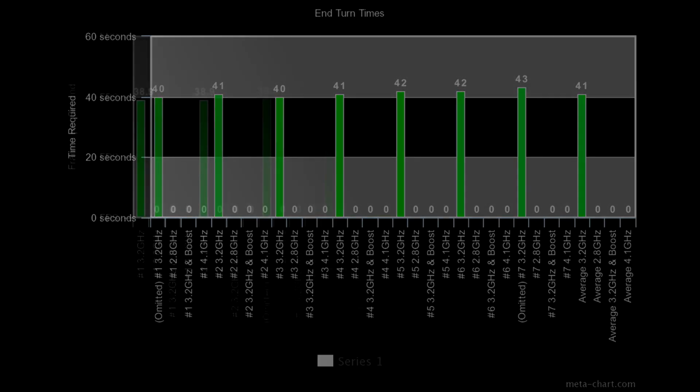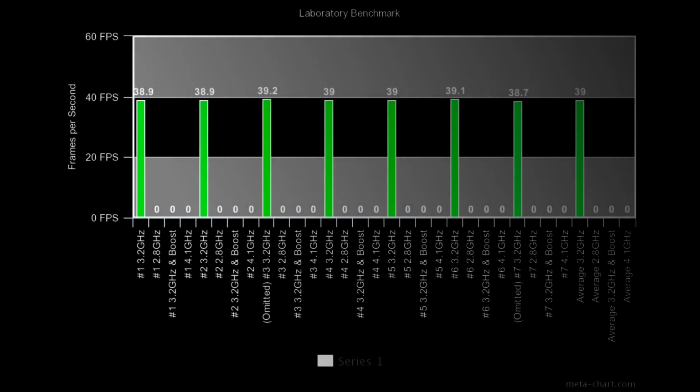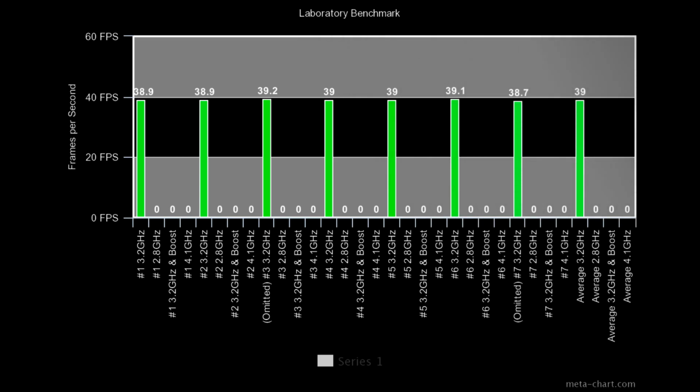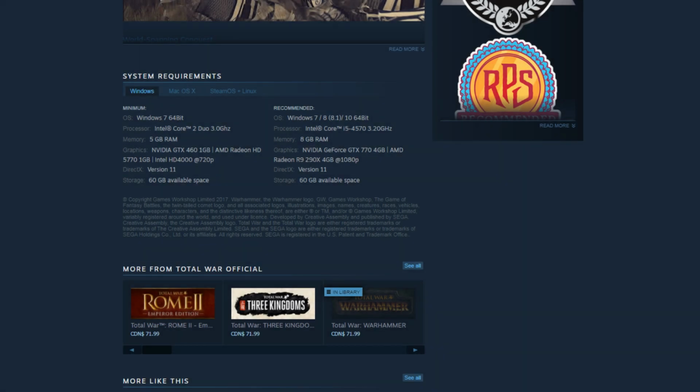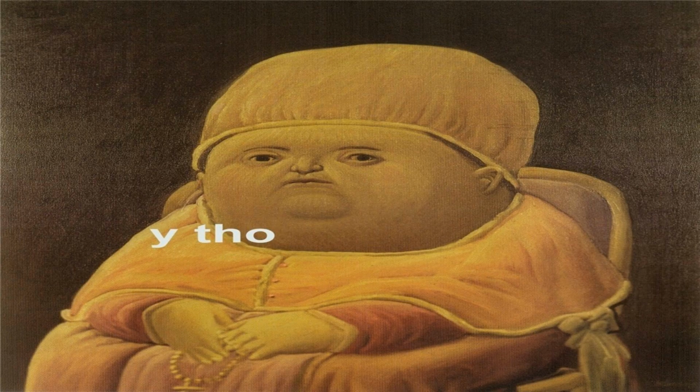And then lastly, for the laboratory benchmark, we had a 39 frames per second average, with the timings remaining between 38.9 and 39.1, with a 39.2 omission for too fast and a 38.7 omission for too slow. But now, what do things look like if we try to aim for minimum spec? Well, it's kind of hard for me to know what minimum spec is, because annoyingly, Total Warhammer only lists a minimum spec for Intel CPUs, and of course I'm on an AMD.